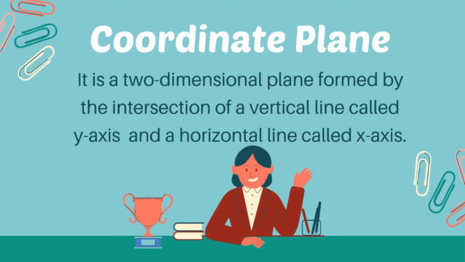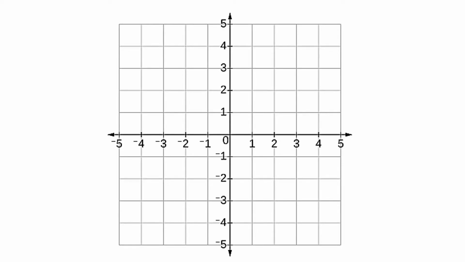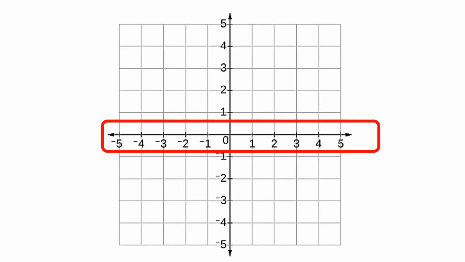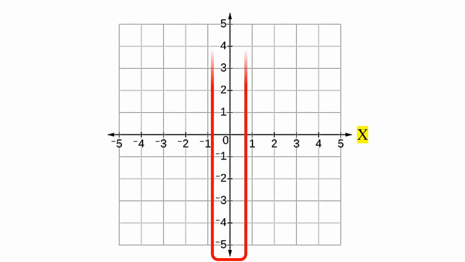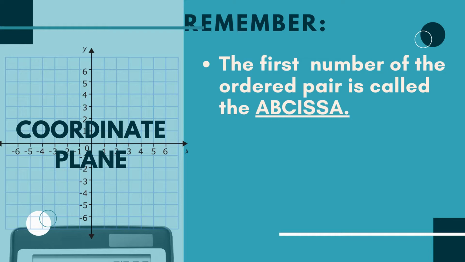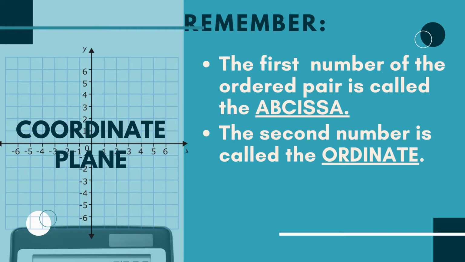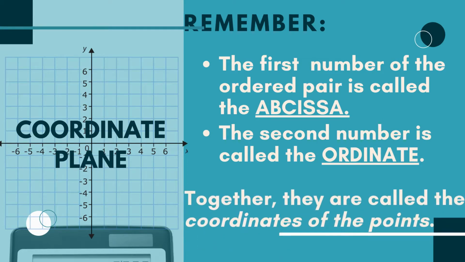It is a two-dimensional plane formed by the intersection of a vertical line, the y-axis, and a horizontal line called the x-axis, in which we can plot points, lines, curves, etc. Remember that the coordinate plane is composed of a horizontal number line, or the x-axis, and a vertical number line, or the y-axis. The first number of the ordered pair is called the abscissa, and the second number is called the ordinate. Together, they are called the coordinates of the point.